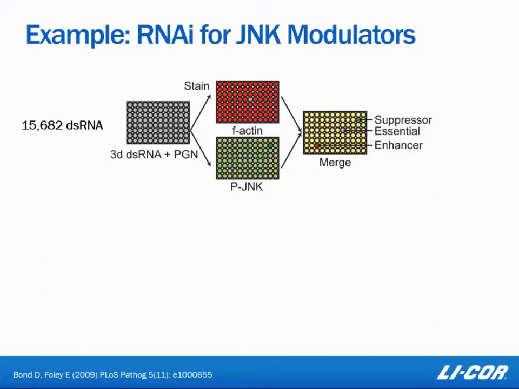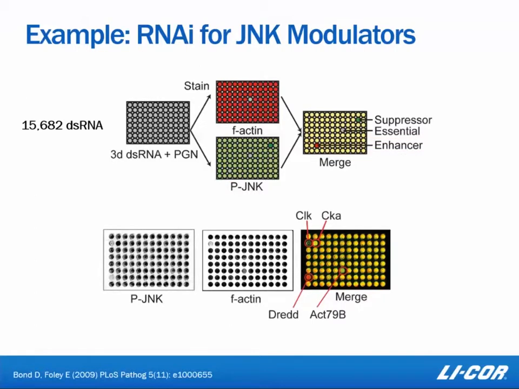Performing this screen, they knew they would identify 3 types of genes. First, knocking down an essential gene would cause cell death, and this would result in both a loss of signal of actin staining and phospho-JNK staining. Second would be knockdown of a suppressor of JNK phosphorylation. And what you would see in the assay is increased levels of phospho-JNK signal with no effect on actin signal. And the final class would be a normal enhancer of JNK phosphorylation, where you would see in the assay a decreased JNK phosphorylation signal with no effect on actin. So when they performed the assay, they could readily identify these three genes.